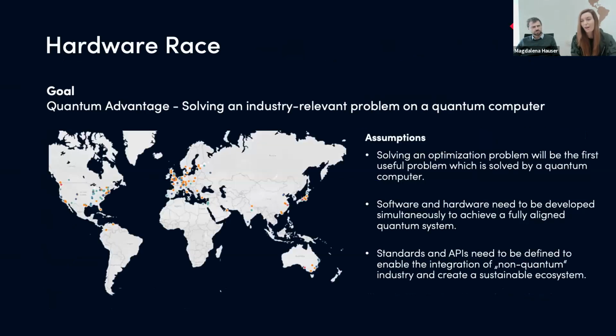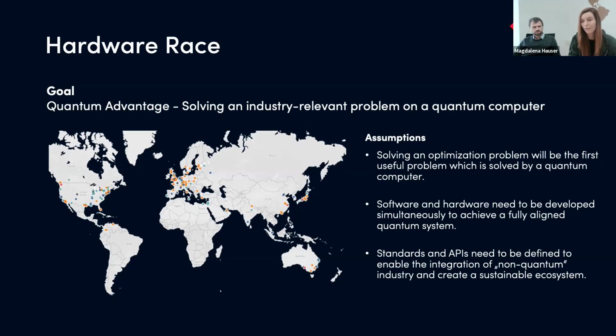And we're going to tell you a little bit about what the status quo is at the moment with quantum computers all around the world. So we have this hardware race going on. Maybe you've heard about this, but at the moment it's in North America and in Europe and in Asia. There's a lot of development going on in the hardware sector. And the goal is to really solve an industry relevant problem on a quantum computer. When we think about industry relevant problems, we do think about optimization problems. So these will be the first problems that can be solved on a quantum computer. The problem is that at the moment, neither the hardware nor the software is in the state where this can be done efficiently or to really solve a problem that is big enough that it is industry relevant.